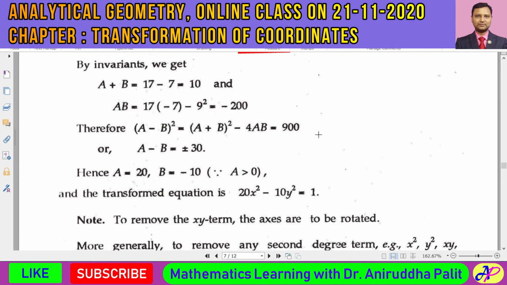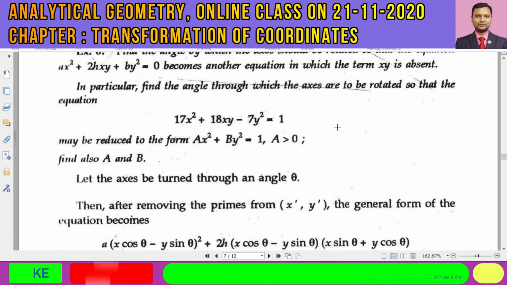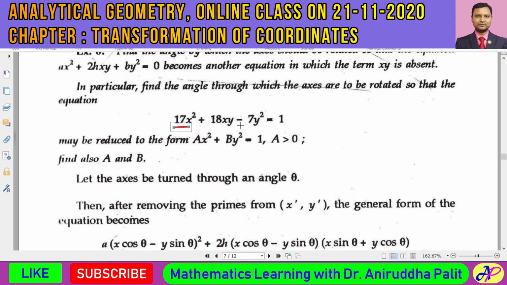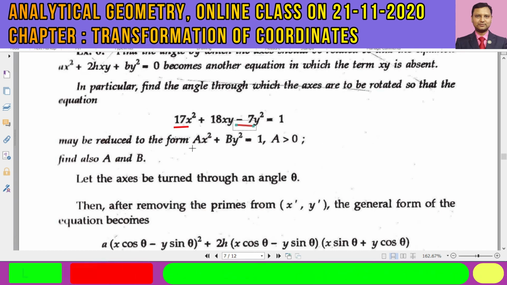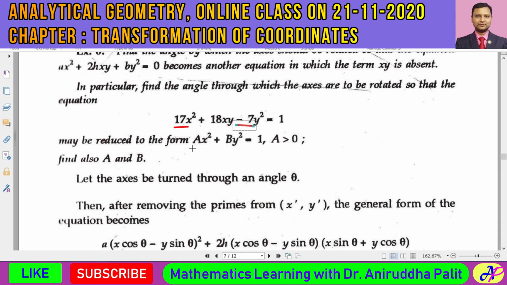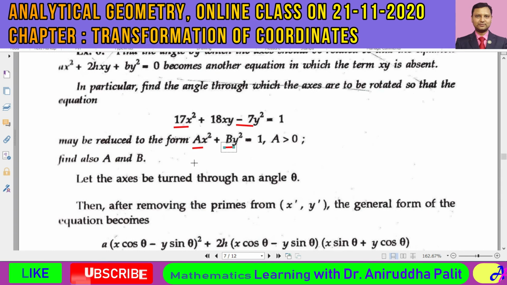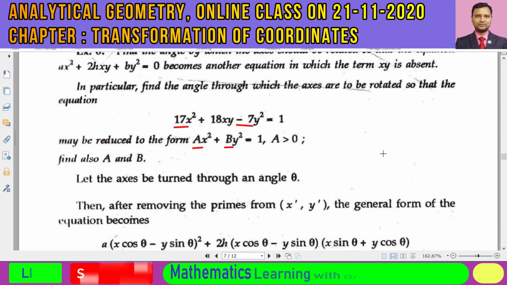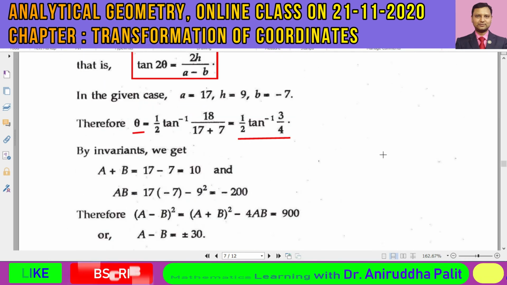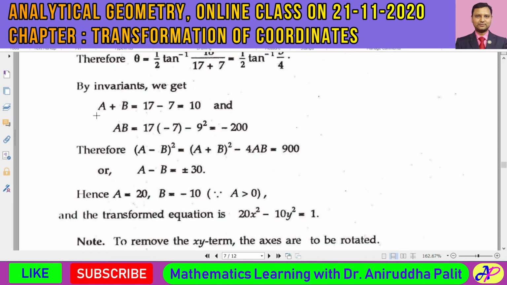The invariant says that a plus b must be equal to a prime plus b prime. Before transformation, this 17 is equal to small a and minus 7 is equal to small b, and after rotation, these become the coefficients of a and b. So this 17 plus minus 7 should be equal to a plus b. We are applying this result over here. This a plus b is equal to 17 minus 7, which is equal to 10.